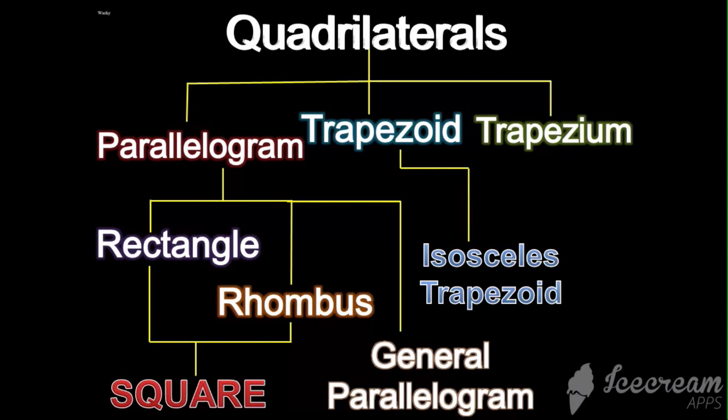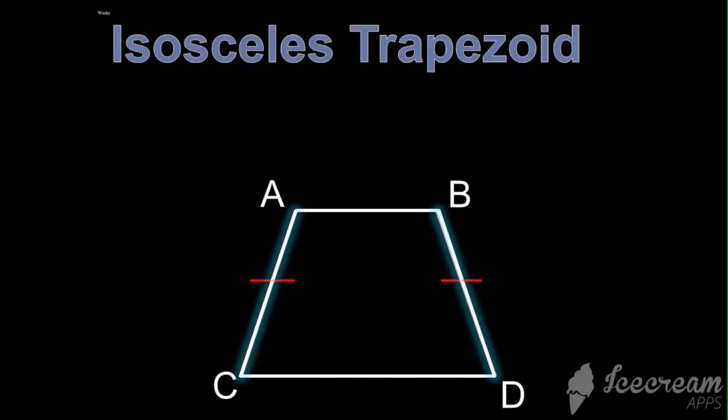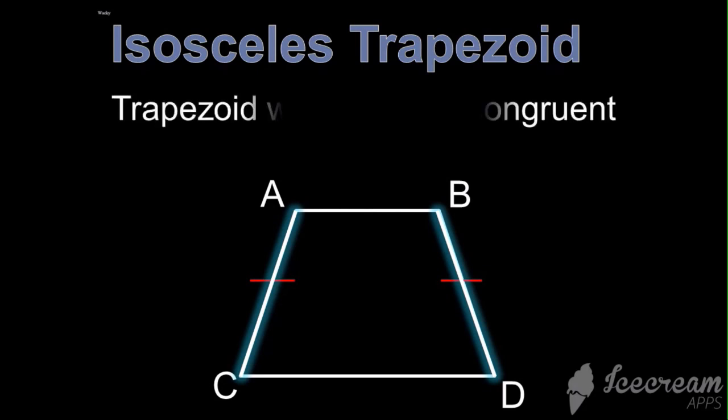In the diagram, we can see under trapezoid, we have isosceles trapezoid. Isosceles trapezoid is a special type of trapezoid. We can see in the figure that AC and BD are congruent, and they are the legs. So, isosceles trapezoid is a trapezoid with two legs congruent.